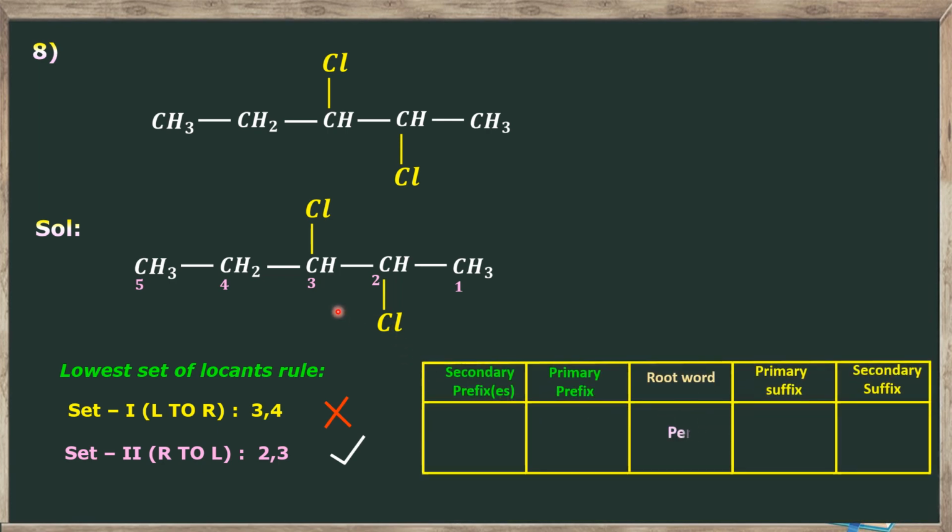Root word is pent, primary suffix ane, chloro. This one is a substituent. So 2,3-dichloropentane.